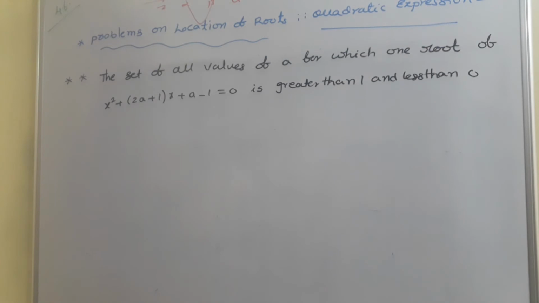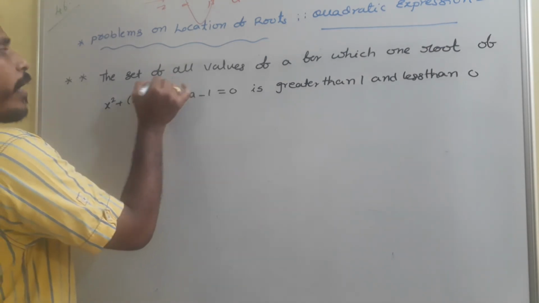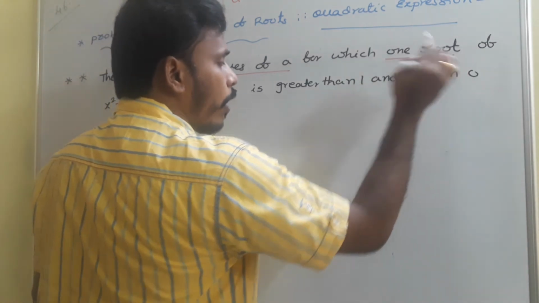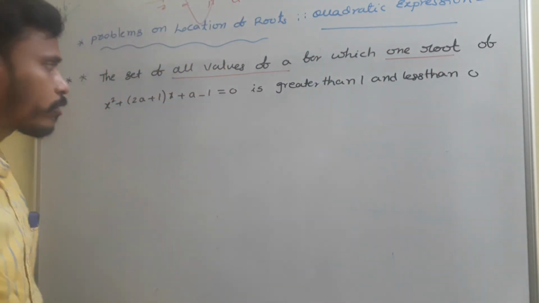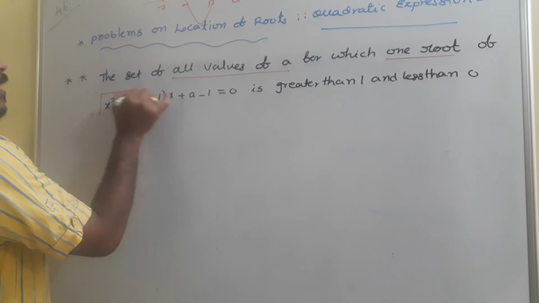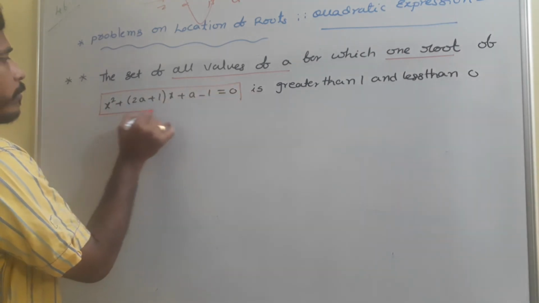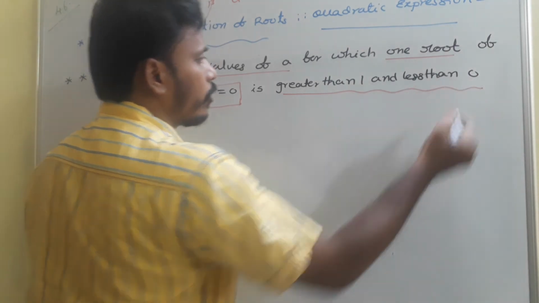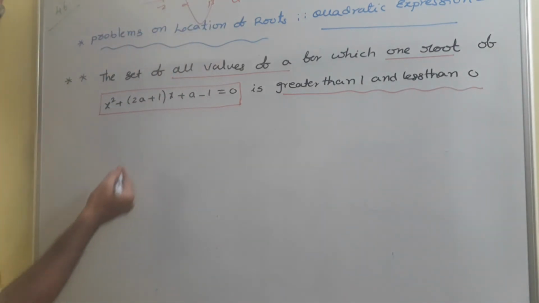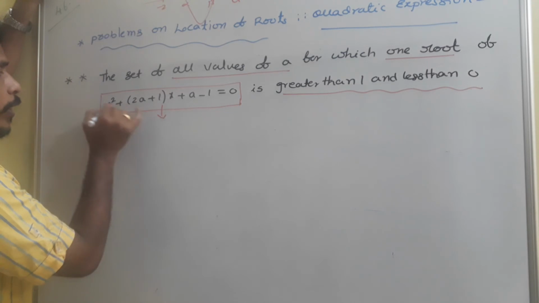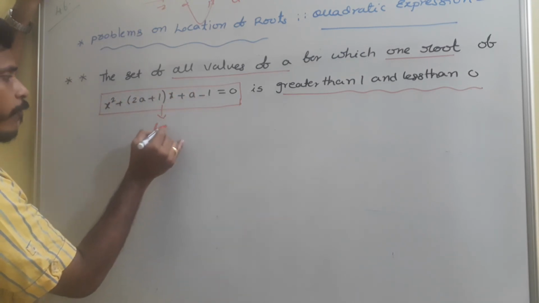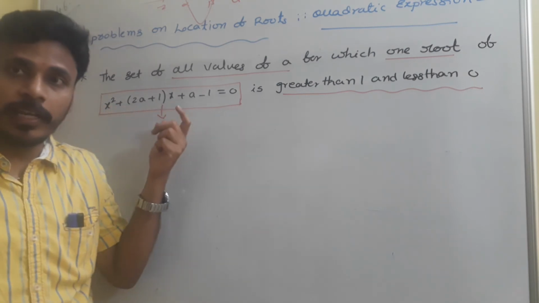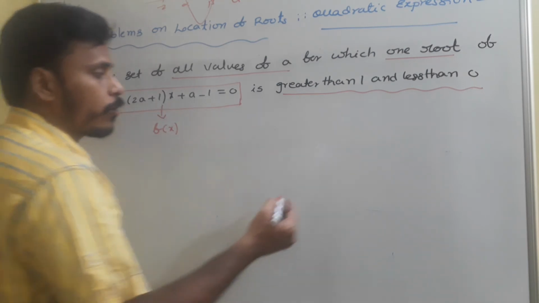So again, first analyze the situation. We need to find the values of a for which, observe the word, one root, only one root, not both the roots, of this equation is greater than 1 and less than 0. So as per the problem, as per our comfort, you need to consider this expression as f of x for some time. And after taking it as f of x, now you just try to sketch the graph.